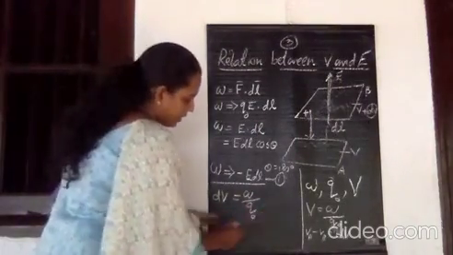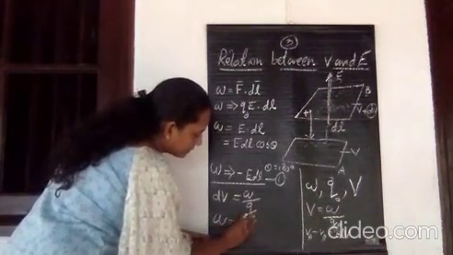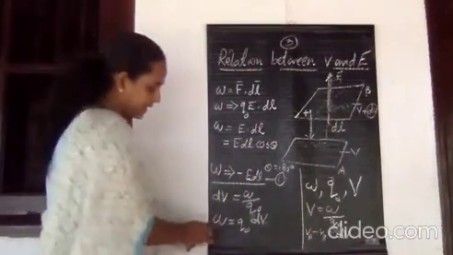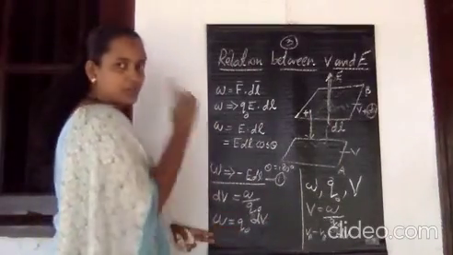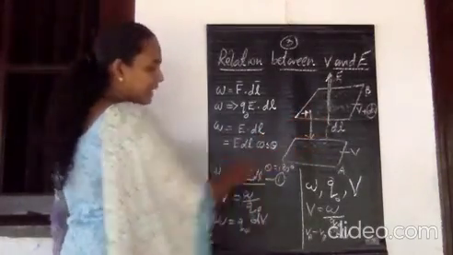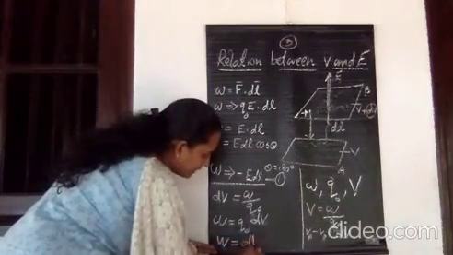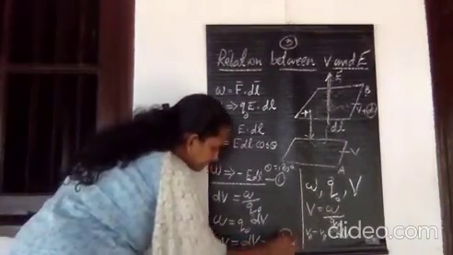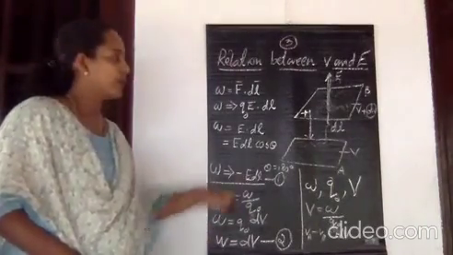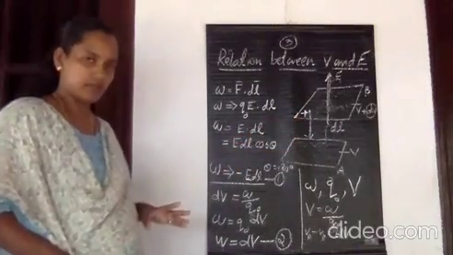But here, what is W then? W is equal to Q0 into dV itself. But here, how much is Q0? Q0 is unit magnitude, unit positive charge. We are moving from the plane B to plane A. Therefore, we have the relation W is equal to dV. This is another expression for the work done to move a unit charge from the plane B to plane A.